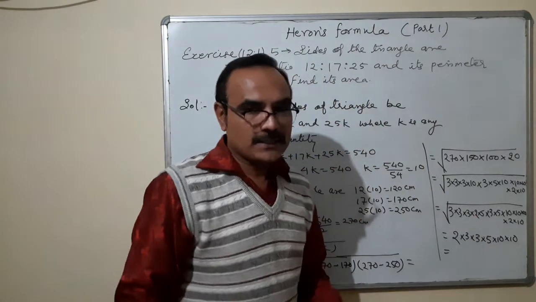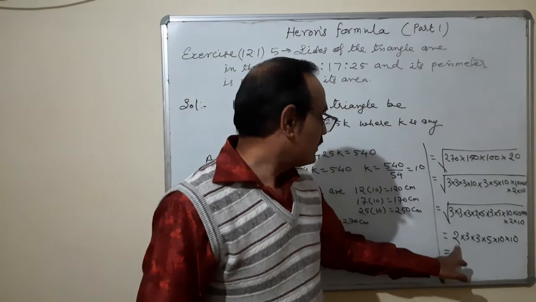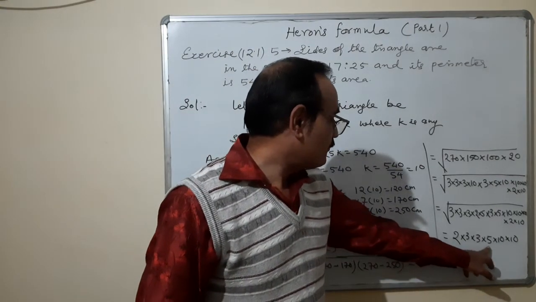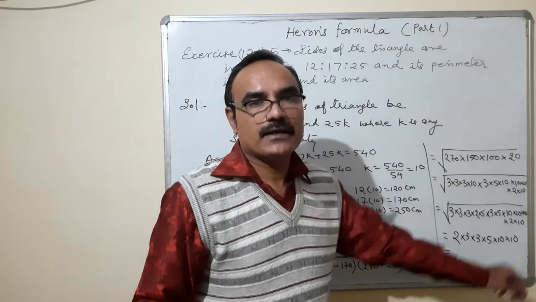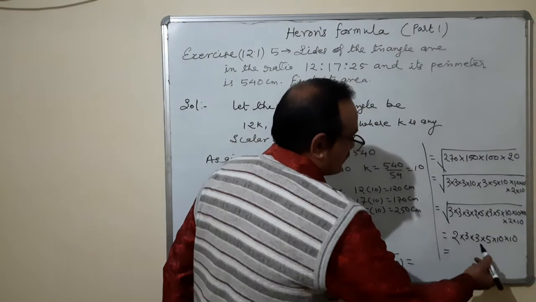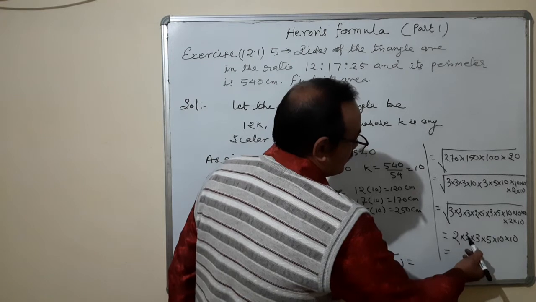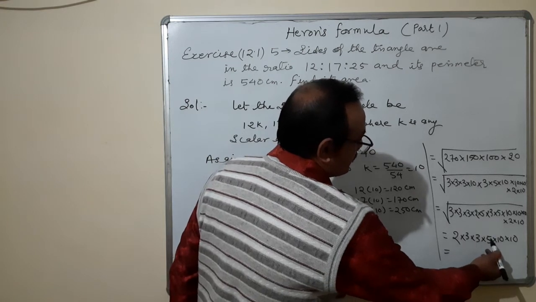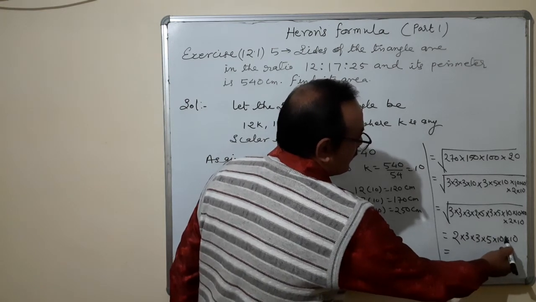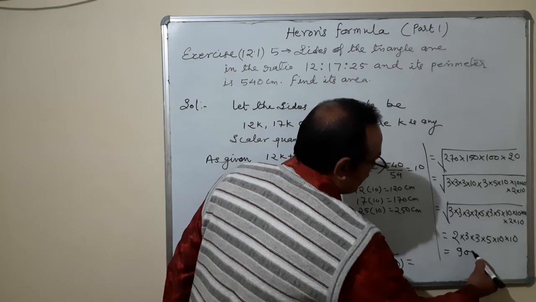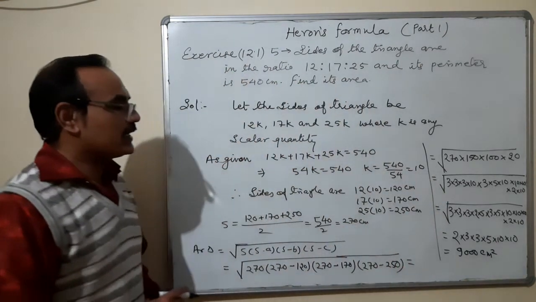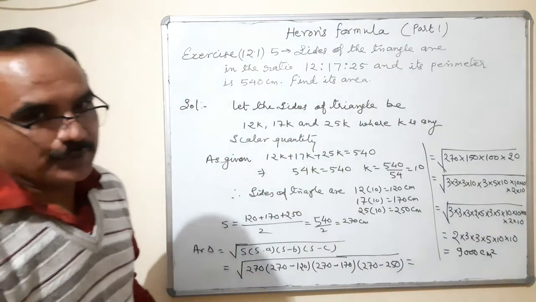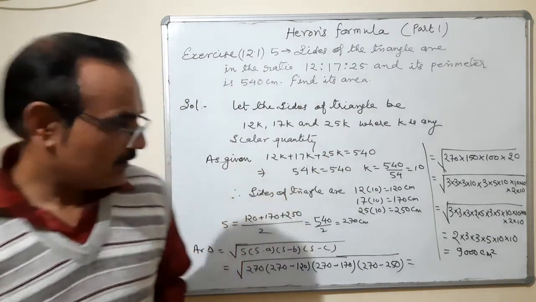So when we multiply these terms, 2, 3 are 6, 6, 3 are 18, 18, 5 are 90, 90 multiplied by 100, 9,000. 9,000 centimeter square. So area of this triangle is equal to 9,000 centimeter square. Okay.